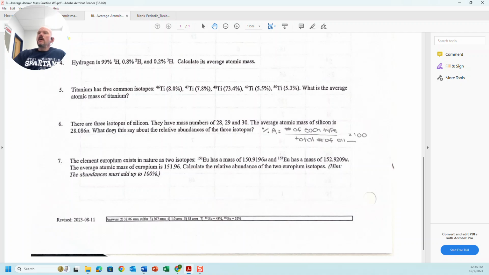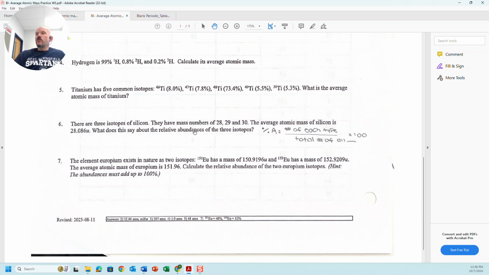And then here, number 6, number 7, we actually solve for it. So now we're given the mass number and we're given the average atomic mass, and we want to be able to explain what that means in terms of percent abundance. So we're told that silicon has 3 isotopes, 28, 29, and 30, and the average atomic mass of silicon is 28.086. And what does this say about the relative abundance of the 3 isotopes?